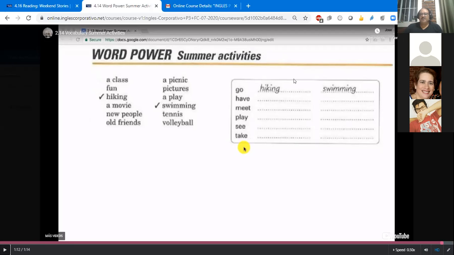I went hiking, I went swimming. I had a picnic. I had lunch. I had a meeting. I had a friend. I met my family last month. I met my new students last month. I met the new teacher last week. Okay, so you can use all of these verbs also in past tense. In the next exercise after the reading, you are going to use all these activities in past tense, okay? Now look at the next exercise and you will see.